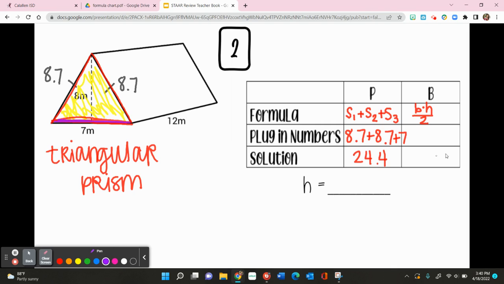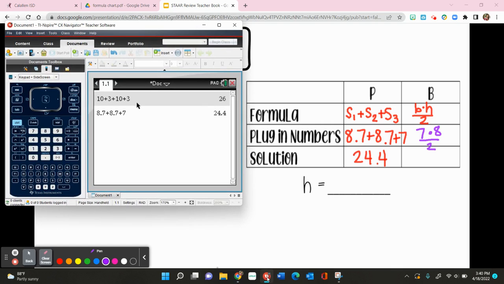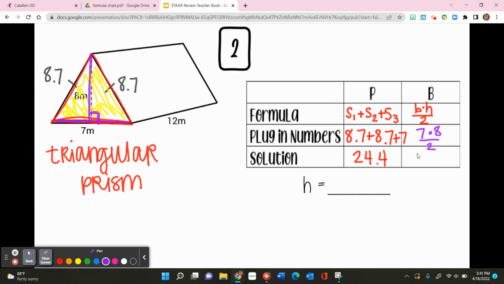The base is 7. So 7 times the height of my triangle, not the slant height, the height of our triangle is 8. Now we know this is 8 because when it creates a 90-degree angle here, you kind of see how it creates this h here for height. So 7 times 8 divided by 2, when you put that in your calculator, you get 28. So here the area of our base is 28.